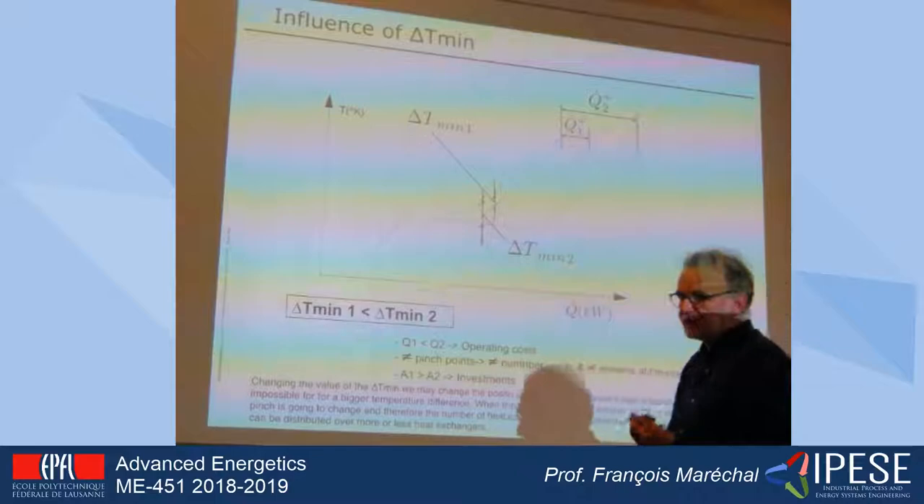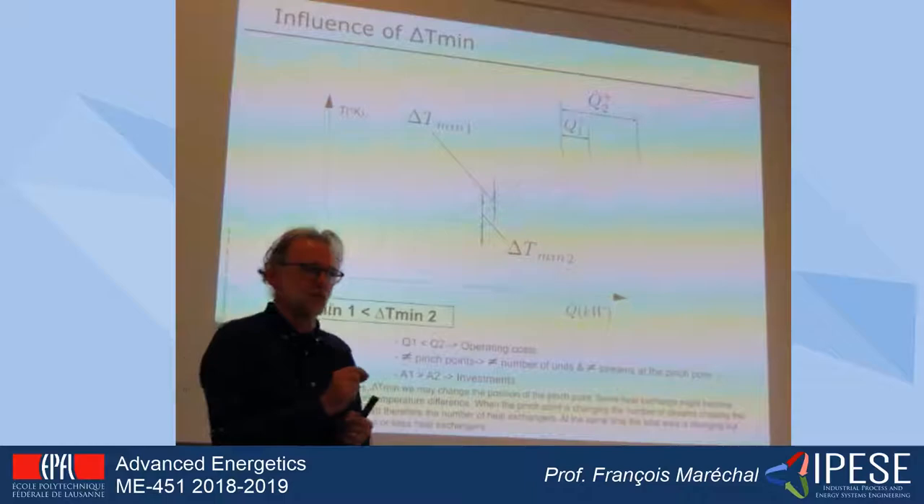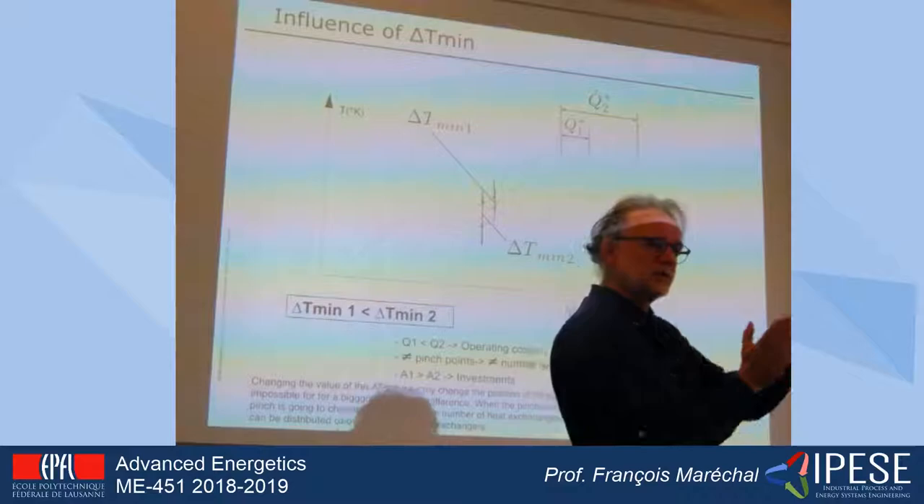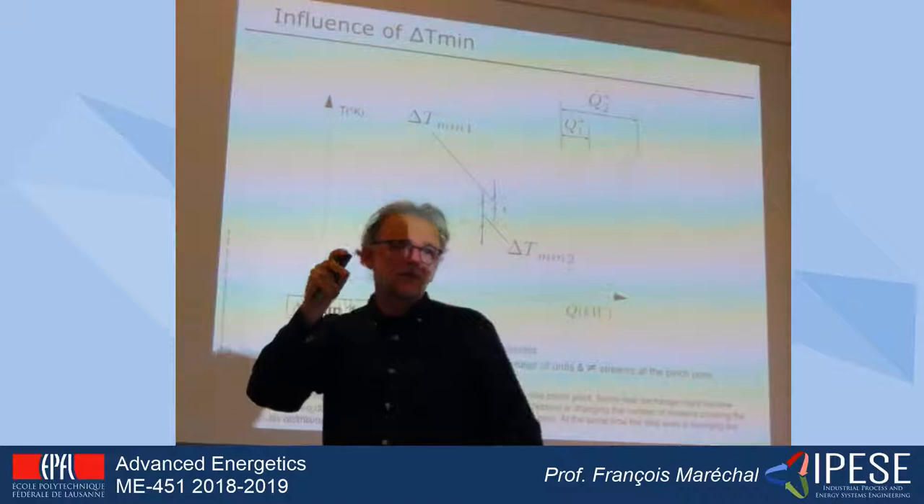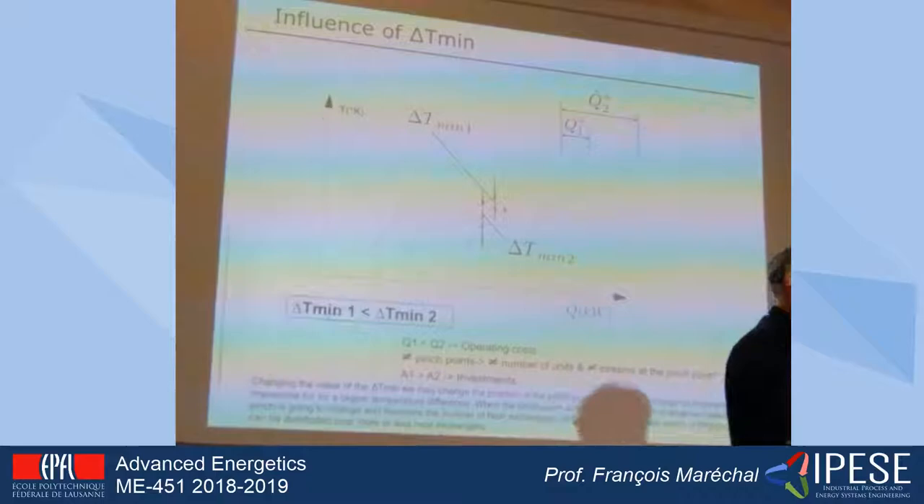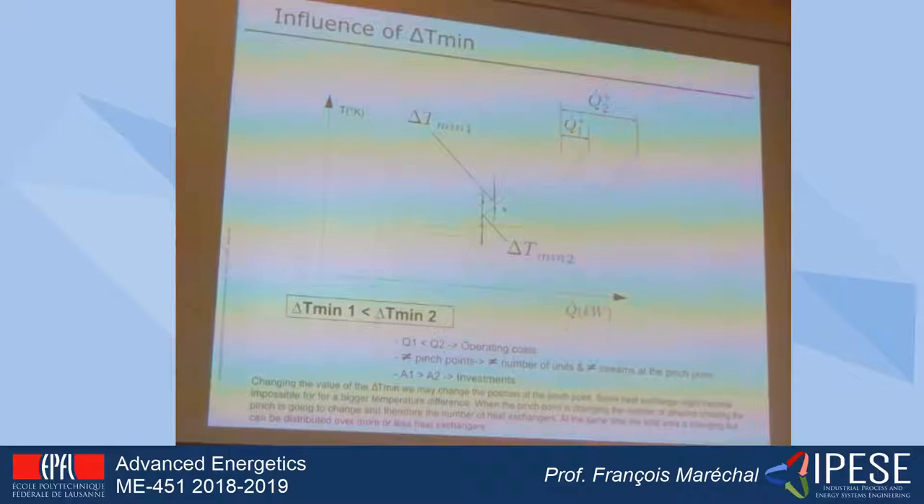And what I'm going to do now is to modify the value of the delta T minimum in a systematic way and calculate the corresponding total area, because I know the distance between the two curves, which allows me to calculate the vertical heat exchanges here, right? Knowing the vertical heat exchanges, I can calculate the logarithmic mean of the temperature difference. Knowing the heat transfer coefficients of each of the streams, I'm able to calculate the total area. And knowing the position of the pinch point, I know who is crossing the pinch, which means that I know how many heat exchangers I will need.